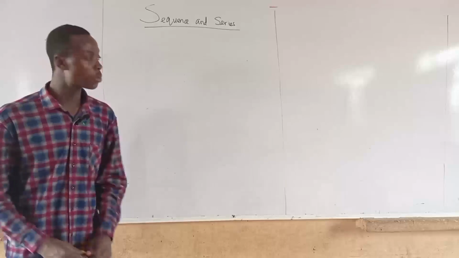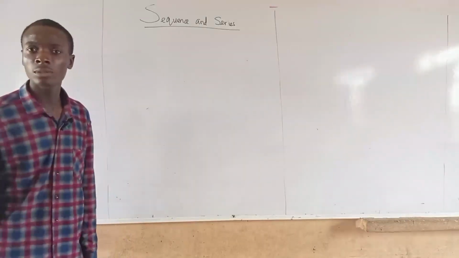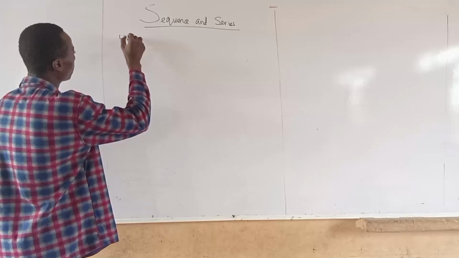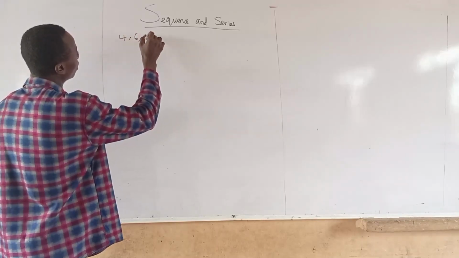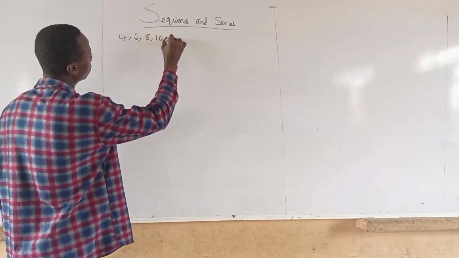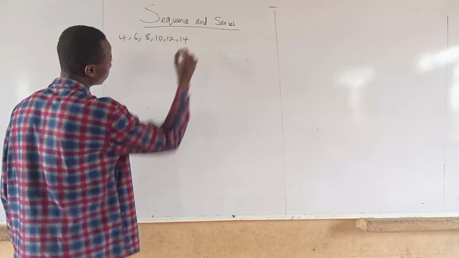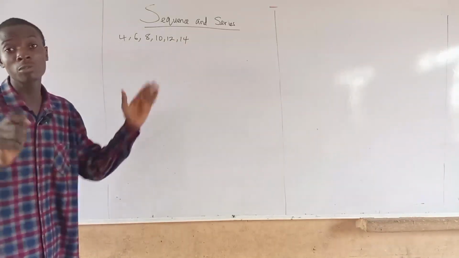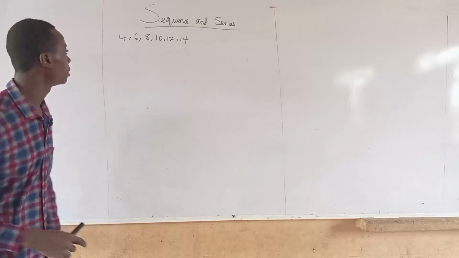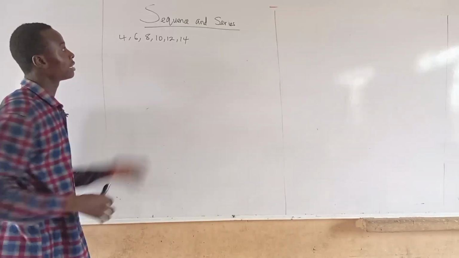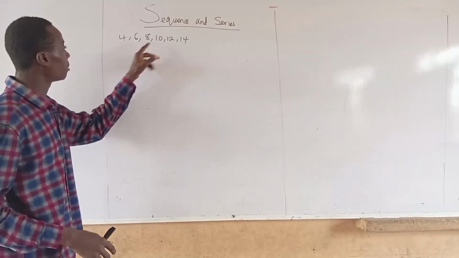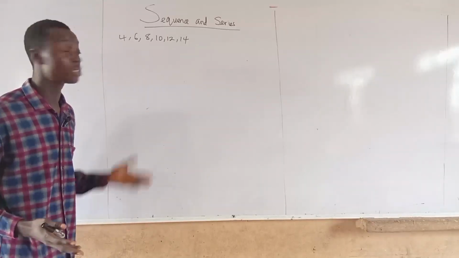Let me begin with a sequence. Now, what is a sequence? Let us understand it with an example. Let's say we have the numbers 4, 6, 8, 10, 12, and 14. If you observe, this set of numbers has a particular pattern. Each number in a sequence is called a term. So 4 is a term, 6 is a term, 8 is a term. We call them terms in a sequence.